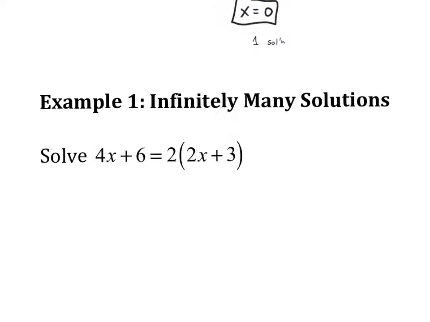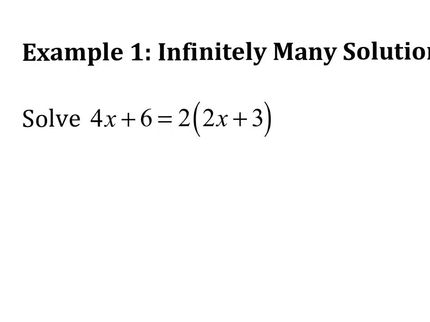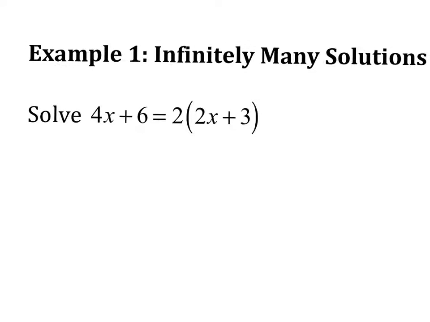So, what happens in other situations? Let's take a gander at this one right here. Notice almost everything's the same. There's just a few changes on the right side. The left side stays the same, 4x plus 6. But now I distribute the 2 to get 4x plus 6. Now, some of you immediately might notice something right here. If you're not paying attention, you're just going to go ahead and subtract 4x from both sides, subtract 6. But do note that 4x plus 6 equals 4x plus 6. They are exactly the same on both sides.